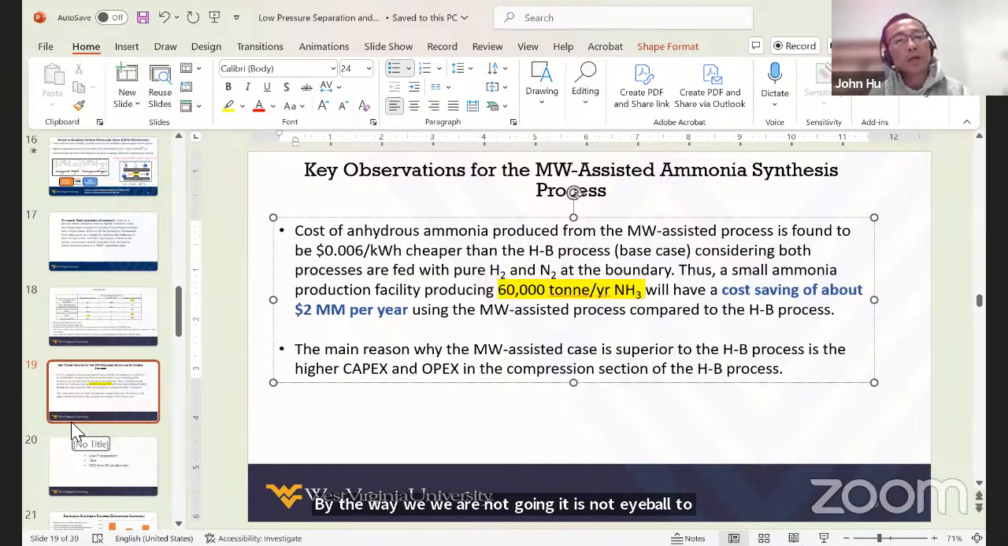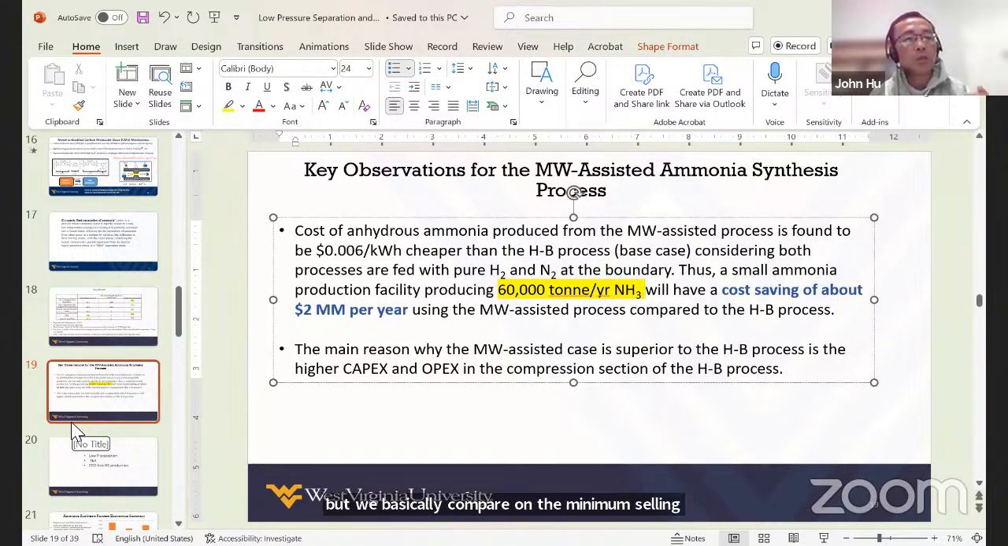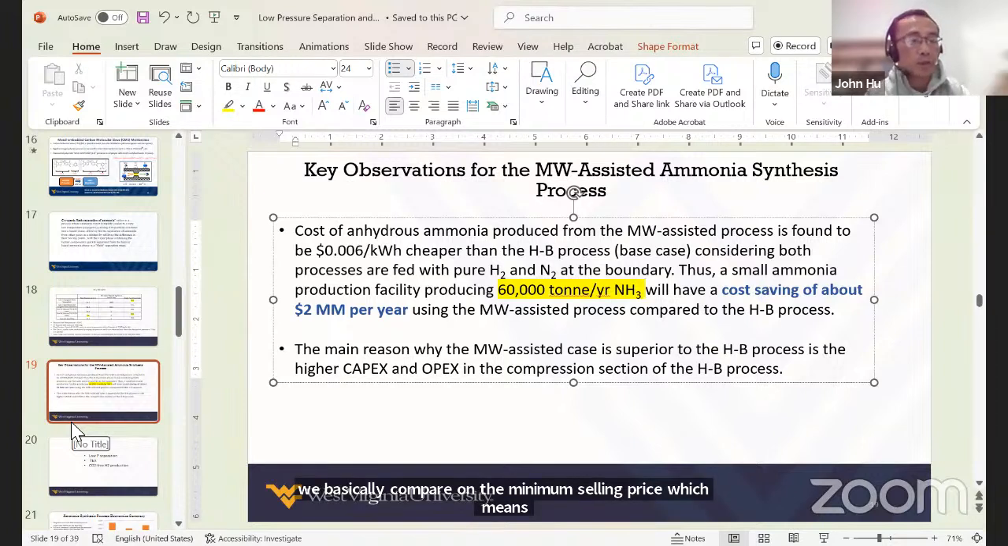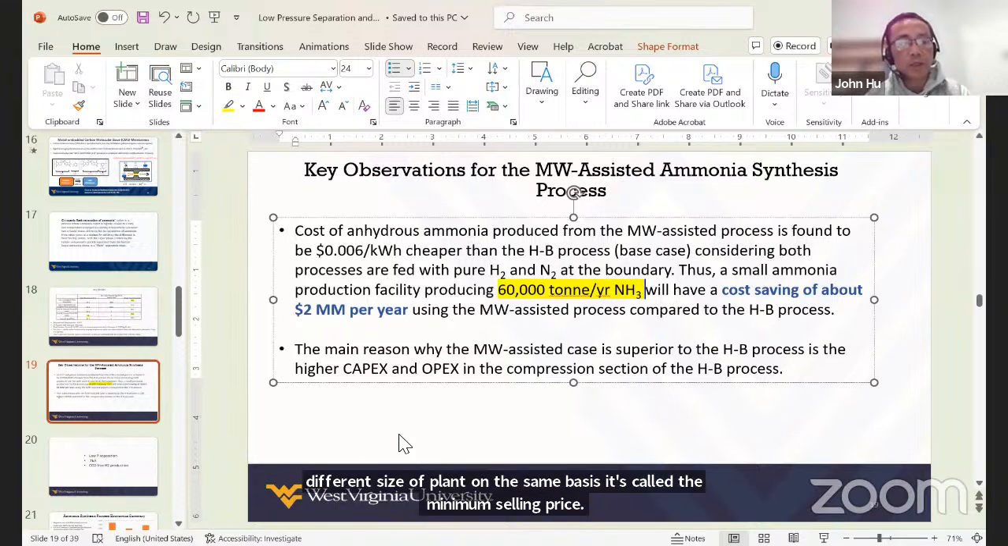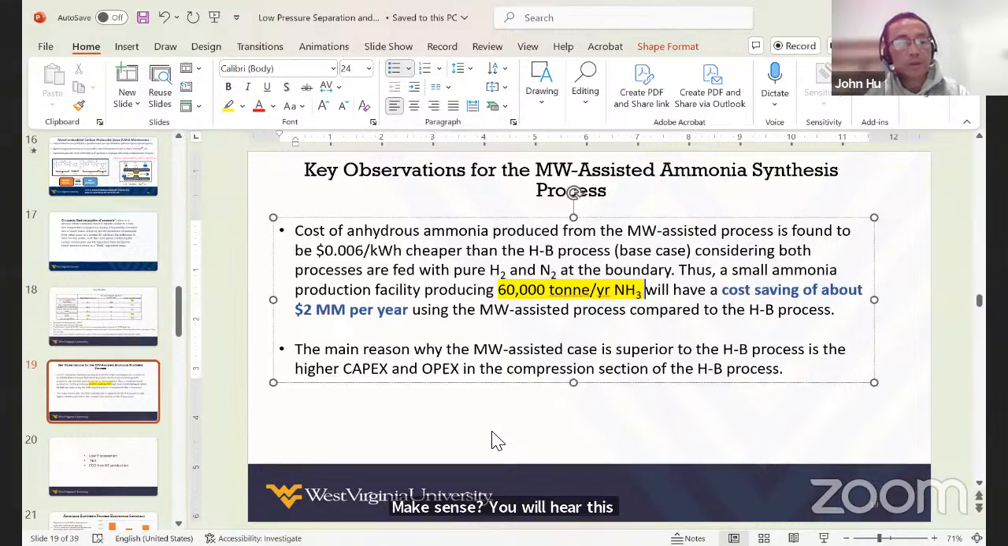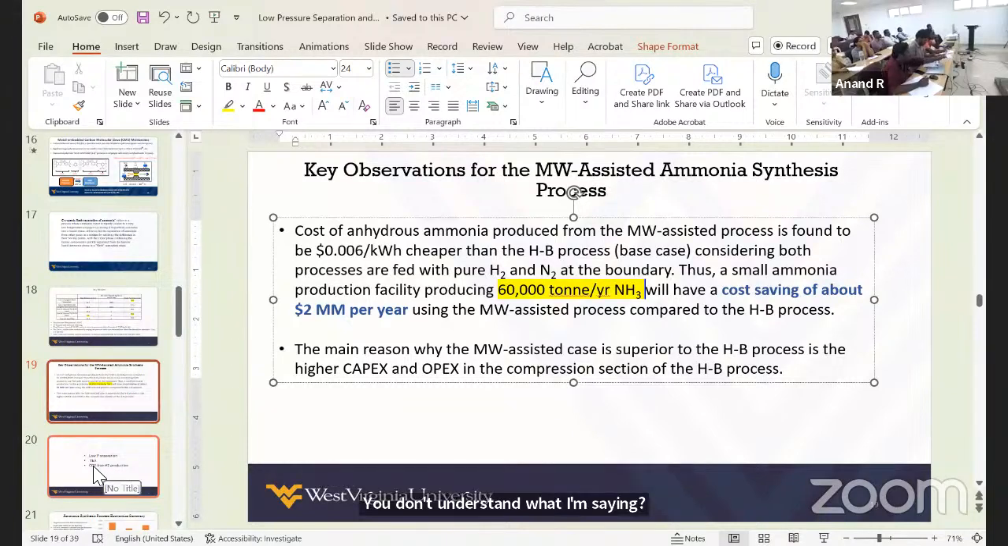But we compare on the minimum selling price, which means if you have a Haber-Bosch plant, what's the minimum selling price? Doesn't matter how big your plant is, we all go by the minimum selling price. For the smaller scale microwave plant, what's the minimum selling price? That's the comparison. You have to bring two different sizes of plant onto the same basis. It's called the minimum selling price. Make sense? You will hear this in the next couple of slides. You understand what I'm saying?